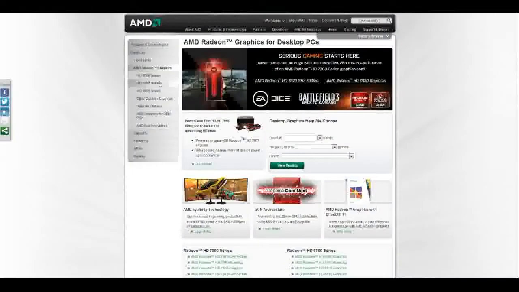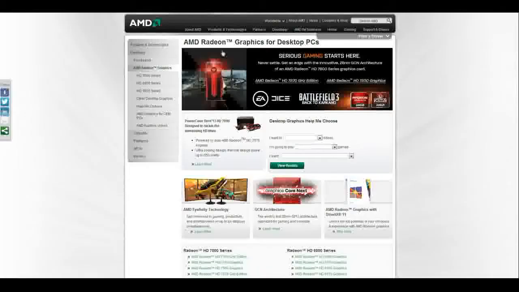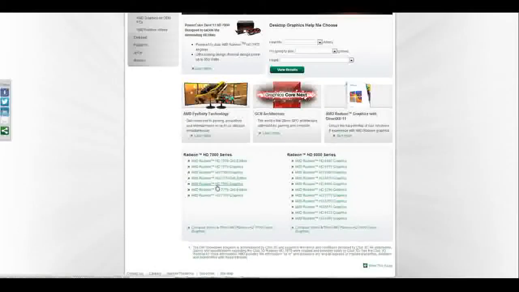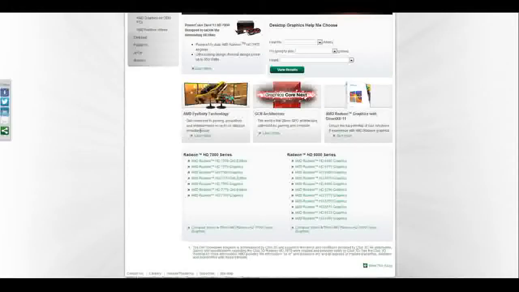The last 3 digits for AMD or the last 2 digits for GeForce indicate the performance of the graphic card. The higher the number, the faster and smoother the graphics will be. So does GeForce.